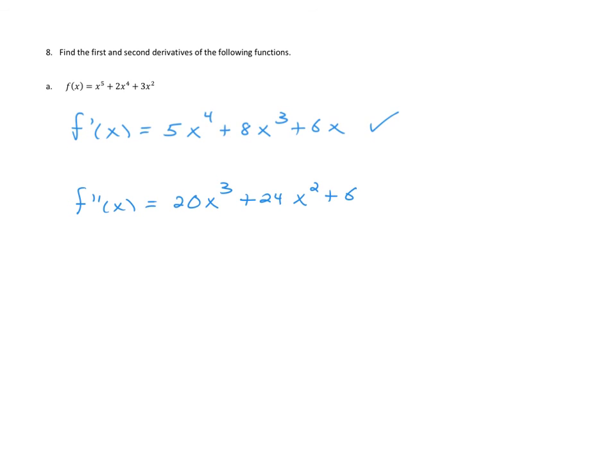All right, let's find the first and second derivatives for the functions in question 8. The first derivative is, well, for this function, I'm going to get 5x to the fourth plus 8x cubed plus 6x. And that is it. By definition, the second derivative just means take the derivative again. So we would get 20x cubed plus 24x squared plus 6. So here I have my first and my second derivative.